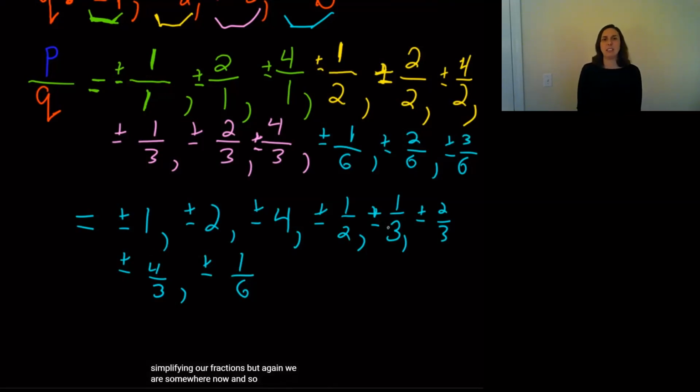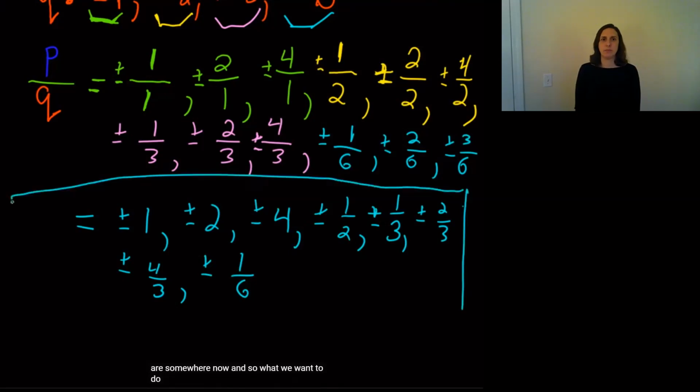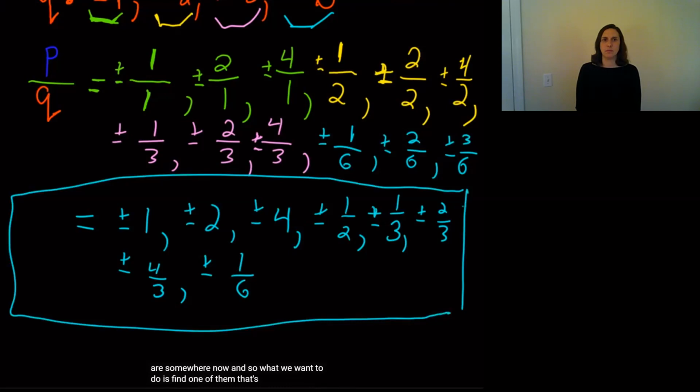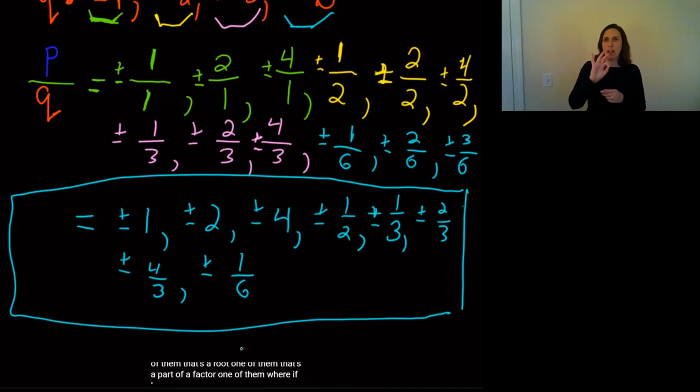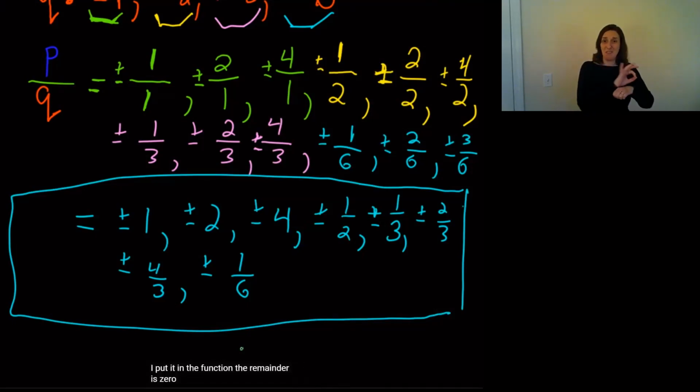And so what we want to do is find one of them that's a root. One of them that's a root. One of them that's a part of a factor. One of them where if I put it in the function, the remainder is 0.